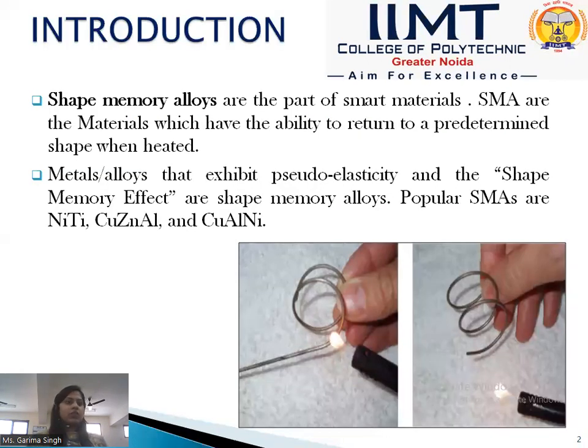So here, let's talk about some introduction of shape memory alloys. Shape memory alloys, in short, are called SMAs, and these are part of smart materials. Now, what are smart materials? Smart materials are basically those materials which respond based on the experiences they have from their surroundings. SMAs are the materials which have the ability to return to the predetermined shape when heated.